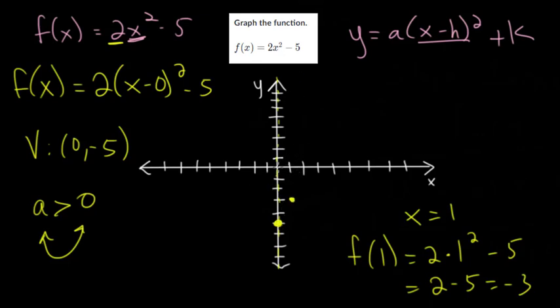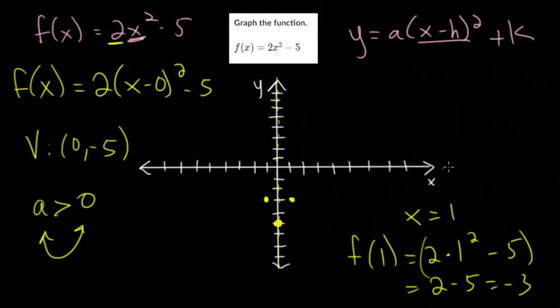And it's symmetric on both sides of the y-axis. So if I graph the point negative 1, if I plug negative 1 here, again, when you square it, it just becomes positive 1, and you end up with this exact same equation. So y, or your function value, would again be at negative 3.